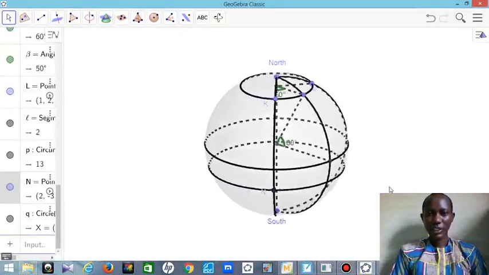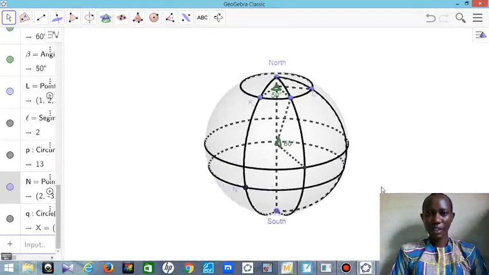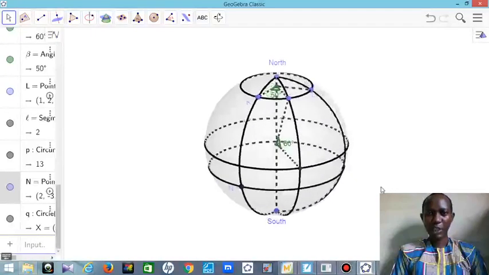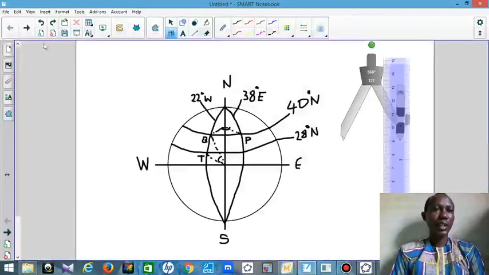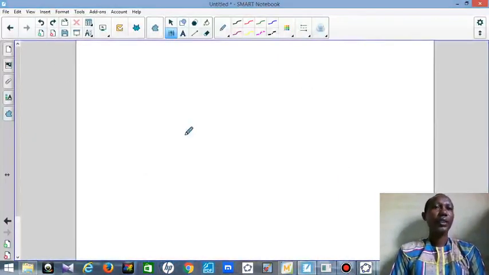You can see the 3D view. I think you are getting the picture very well. When you have the true picture in mind, the question will be easy for you to solve, and the angles especially will not be difficult for you to interpret. So let's go and solve the question here.